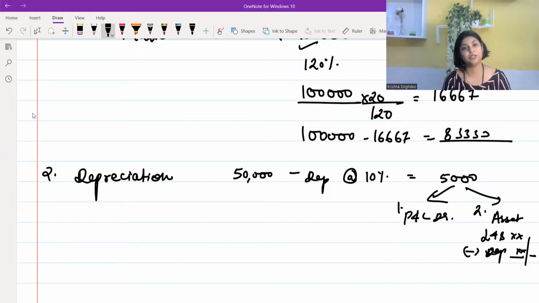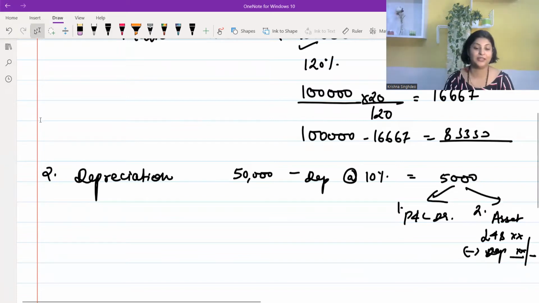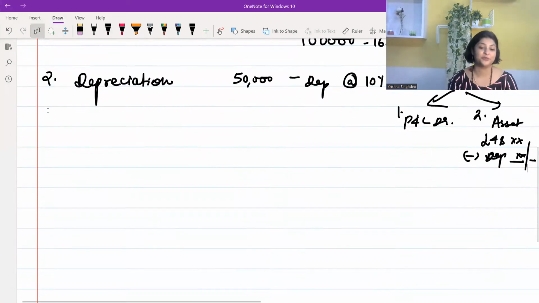Sometimes the question will give you information where they will not give you the percentage of depreciation. Instead, they will give you directly the amount of depreciation. Those are an easy type of adjustment, where you simply deduct that amount of depreciation from the value of the asset in the balance sheet, and the same amount will be posted on the debit side of the profit and loss account. But this can be tricky also. Let's see how it is going to be tricky.